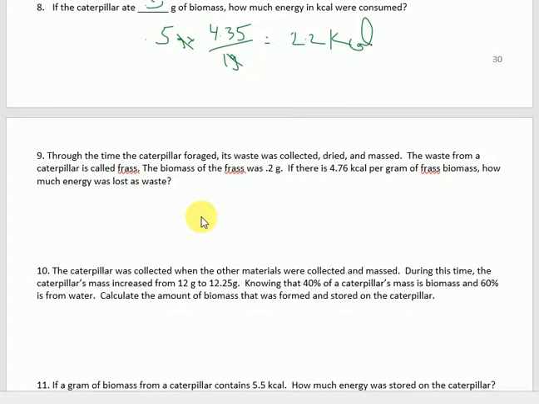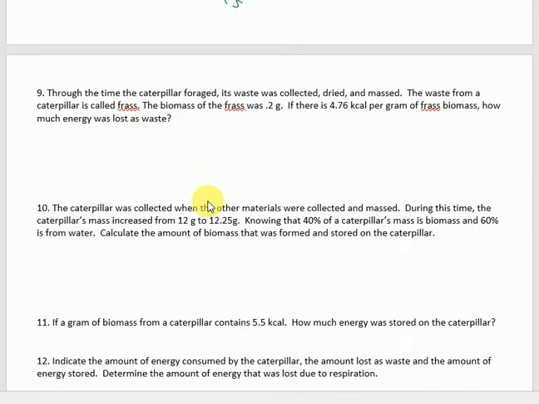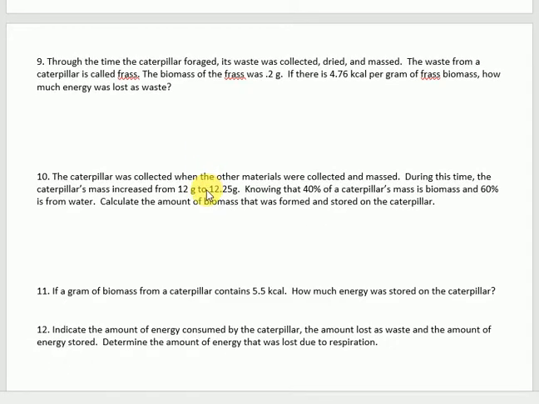Through the time that the caterpillar foraged, its waste was collected, dried, and massed. The waste from a caterpillar is called frass. The biomass of the frass was 0.2 grams. If there is 4.76 kilocalories per gram of frass biomass, how much energy was lost as waste? Well, we've got the 0.2 grams, and they just gave us the 4.76. Cancel our units, so we are looking at 0.95 kilocalories.